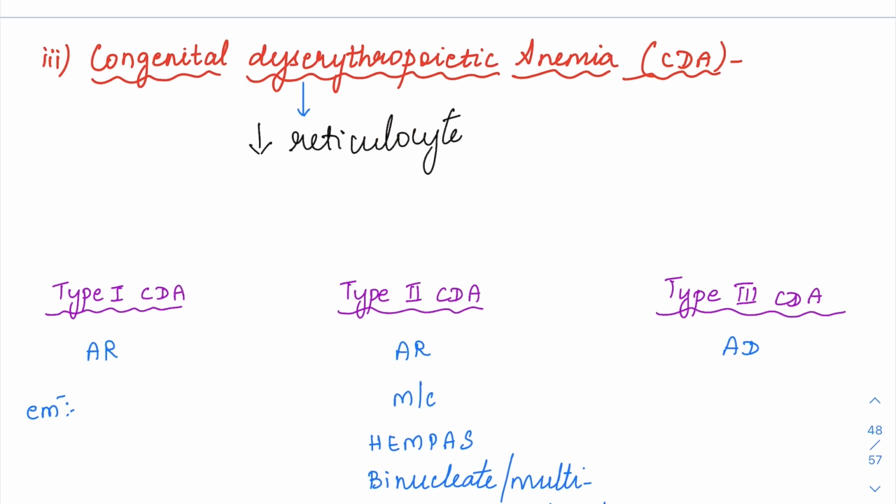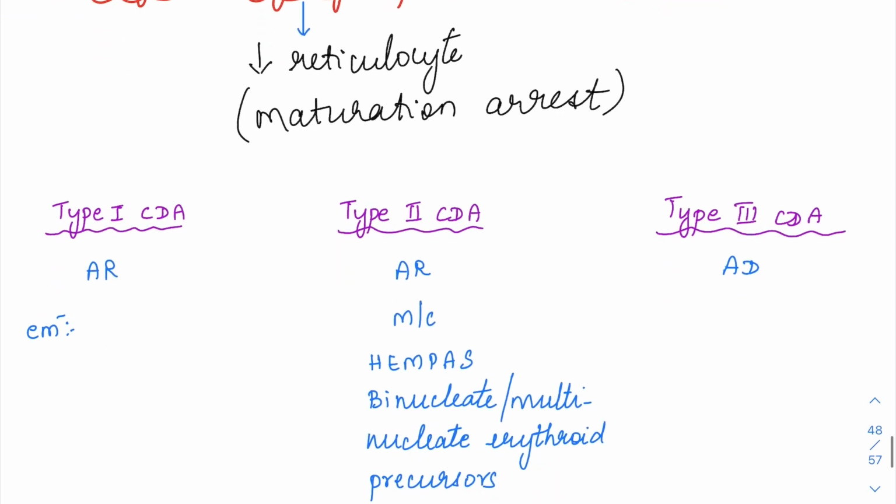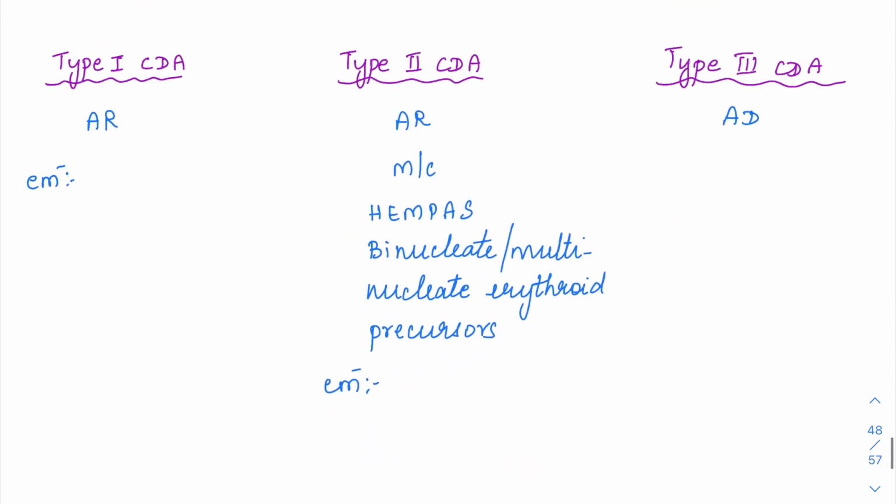As such, there is going to be a maturation arrest. So the precursors are affected, and after a certain point of time there is going to be a maturation arrest. So the mature RBCs and the reticulocytes are not going to be produced properly. This kind of dyserythropoiesis is seen in congenital dyserythropoietic anemia. In that, we have three types of congenital dyserythropoietic anemia.